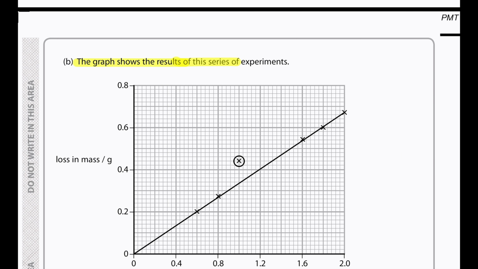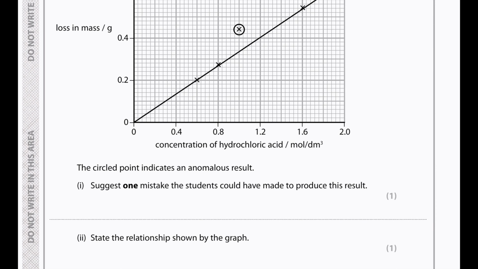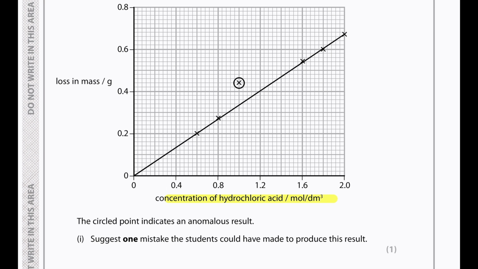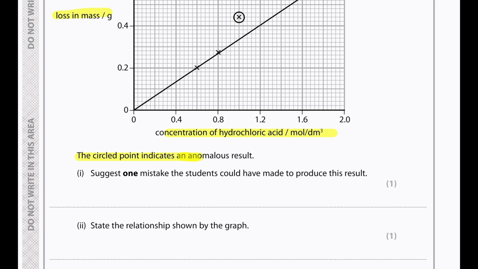The graph shows the result of the series of experiments. Concentration of hydrochloric acid is plotted on the x-axis and loss in mass is plotted on the y-axis. The circle point indicates an anomalous result. Suggest one mistake the student could have made to produce this result.